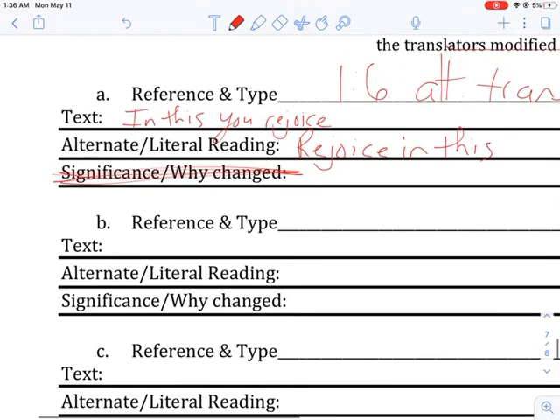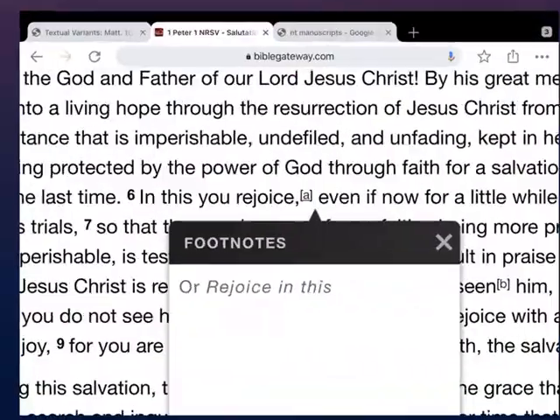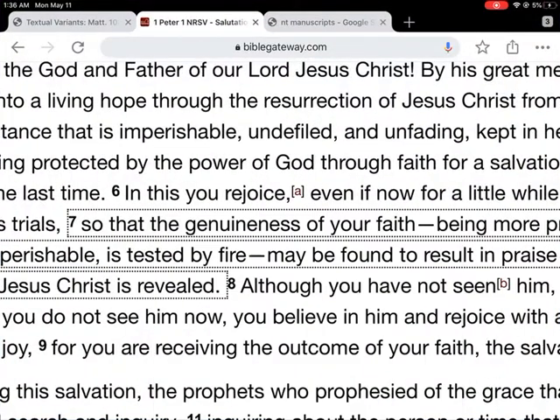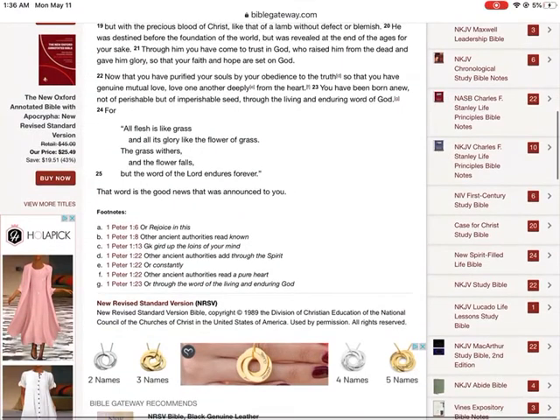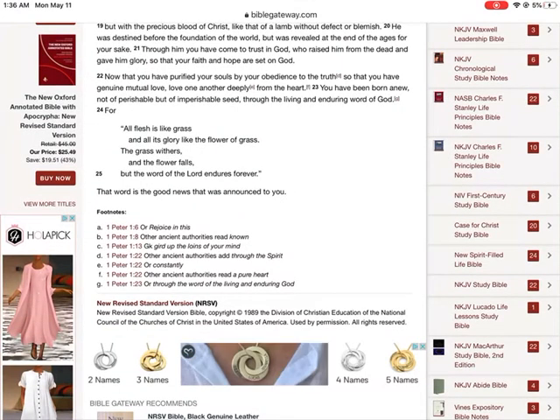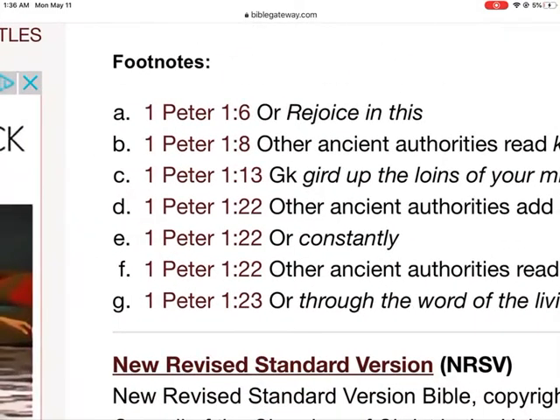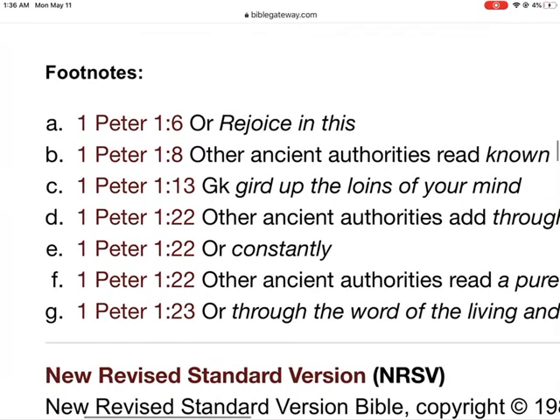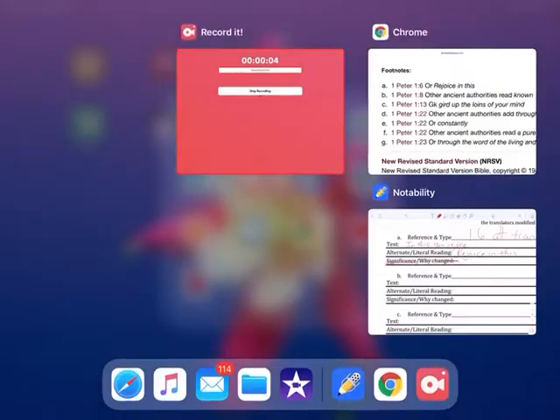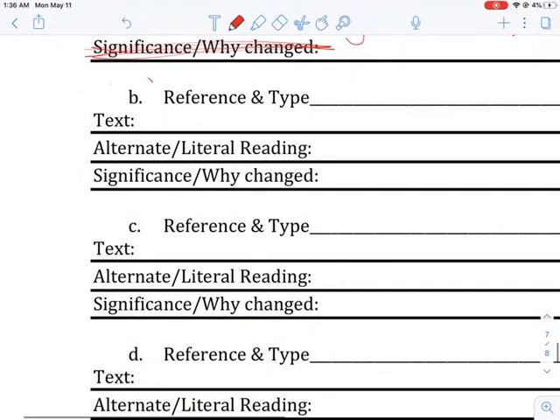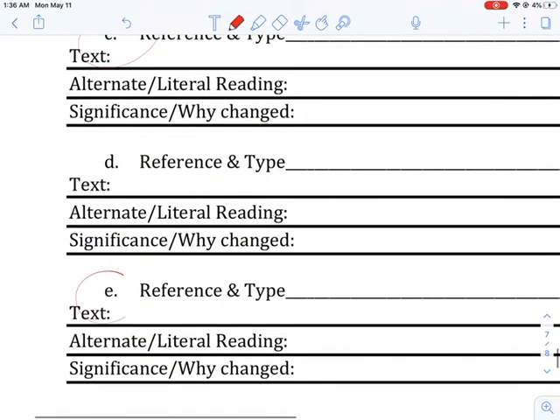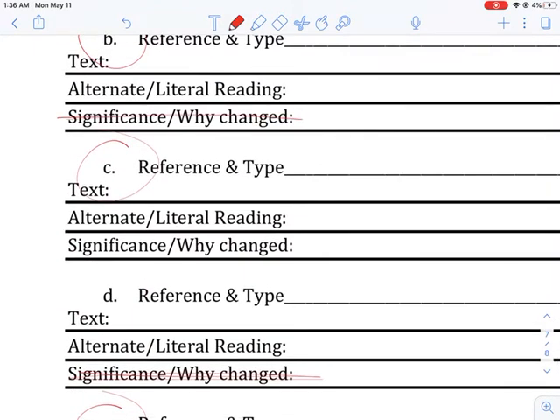And I'd like you again to complete this. You don't have to do all of them, but I'd like you to look through and go through examples B, C, and E. B, C, E. So please mark that, B, C, and E. Again, you can skip the significance, why changed, and just focus on the text and literal reading. And this should be done after you watch the video today.